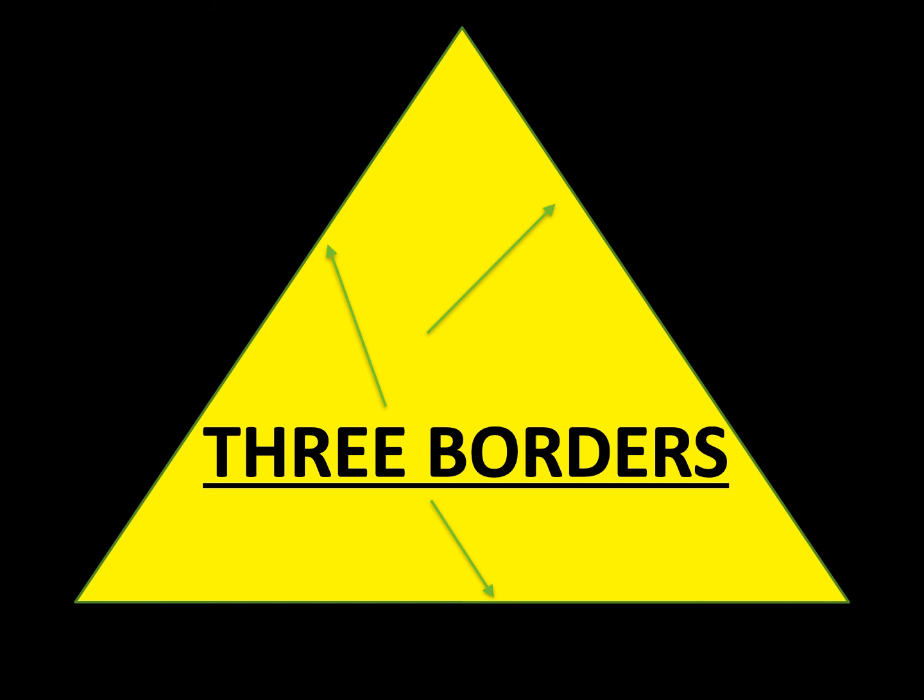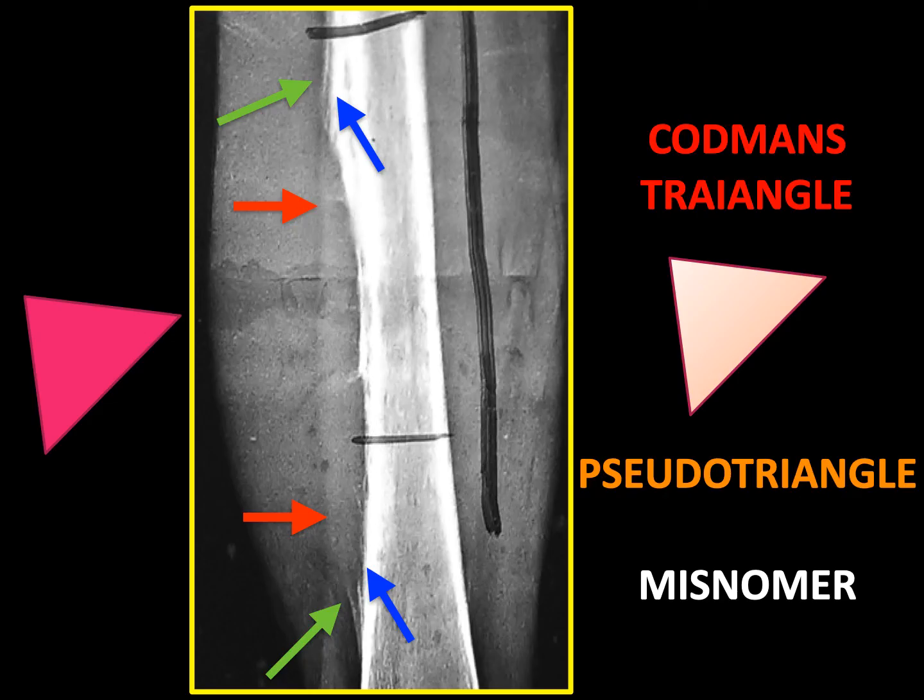A triangle should have three borders, two on the sides and a base, but Codman's triangle is a misnomer. Here we can see the inner border of the lesion, that is the cortical bone, the elevated periosteum, and below is the tumor area where ossification is prevented because of the rapid growth of the lesion. So Codman's triangle has two borders. One is the cortical bone border. Second is the elevated periosteum, and the base is a non-ossified area because the tumor is growing very fast. So basically it's a pseudo triangle.